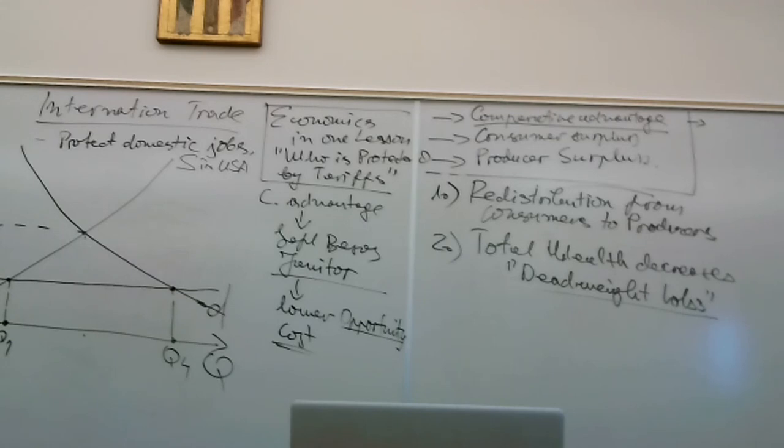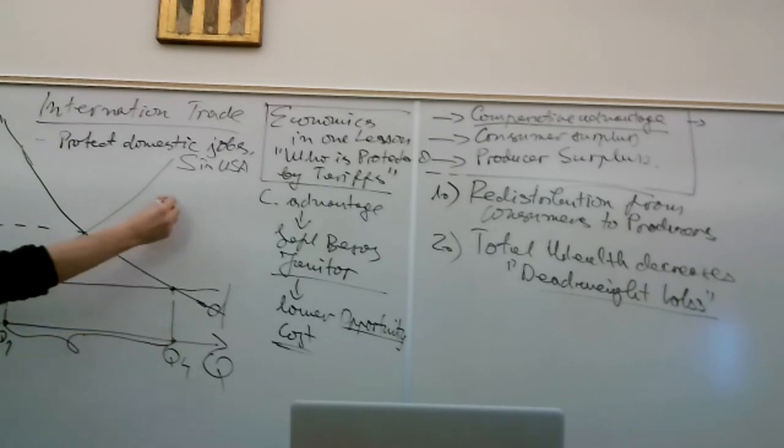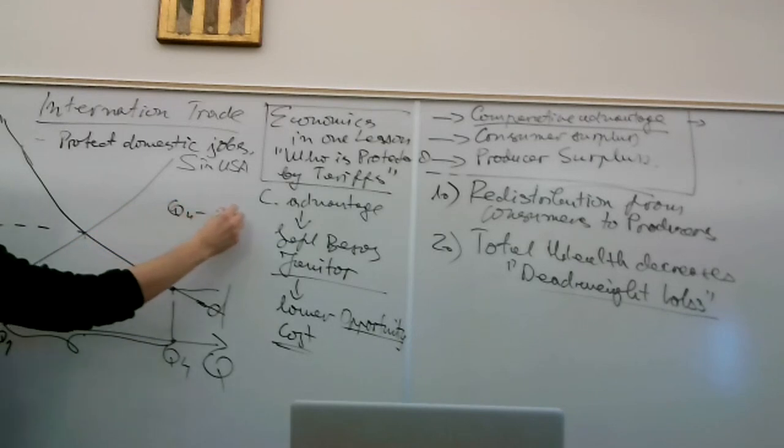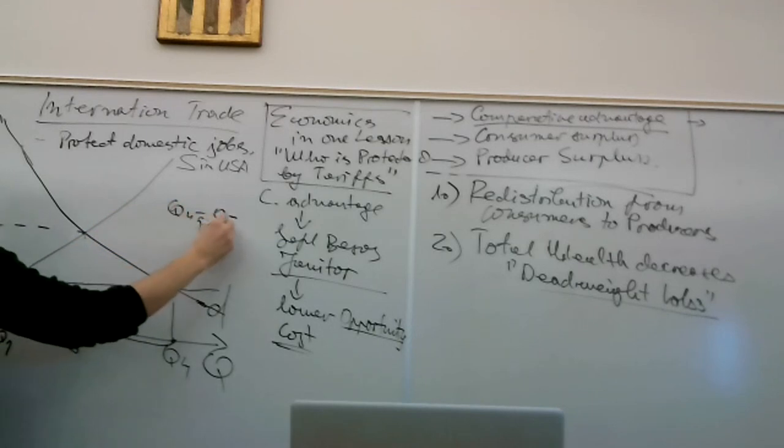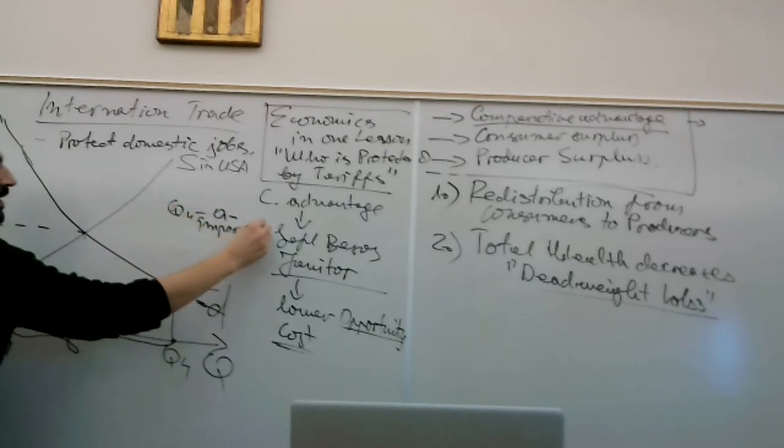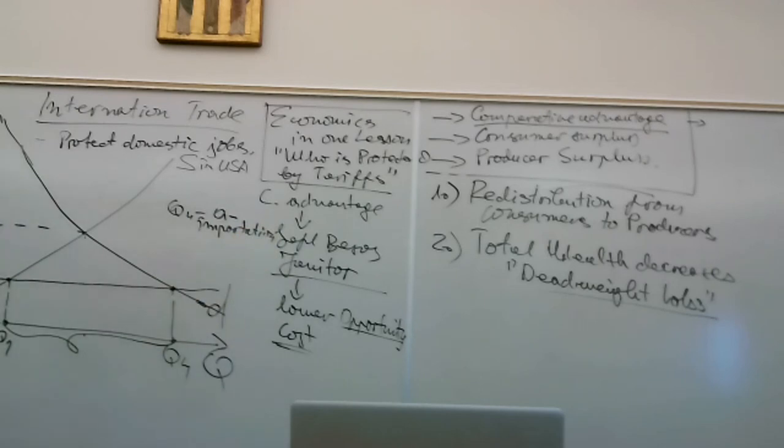So then what is the quantity of importation? That's this difference here. So this is domestically produced. This is the total quantity of steel. Quantity 4 minus 1 is importation. That's the quantity of steel that Americans would buy from foreign suppliers.